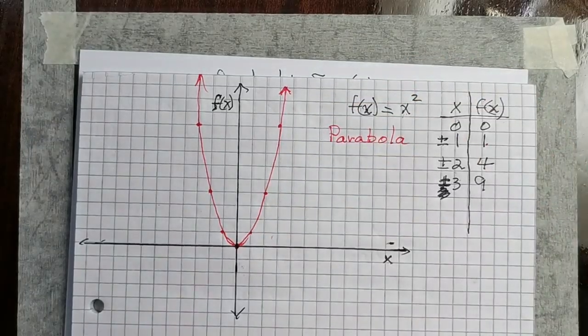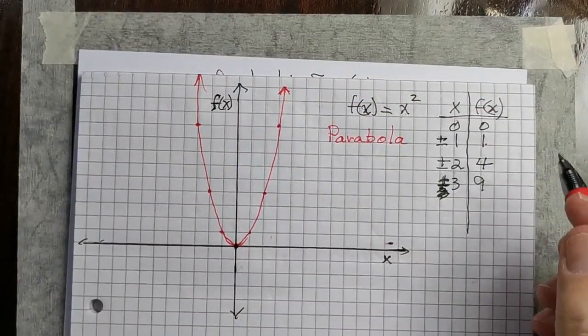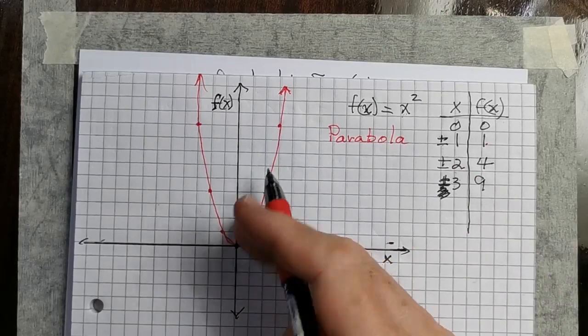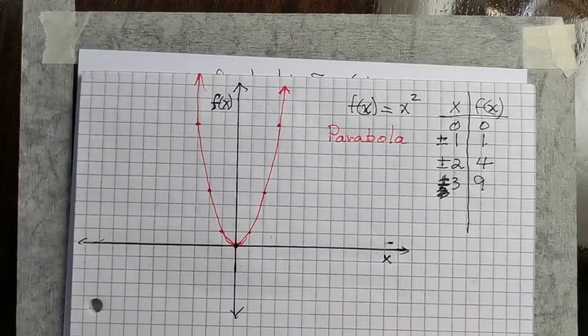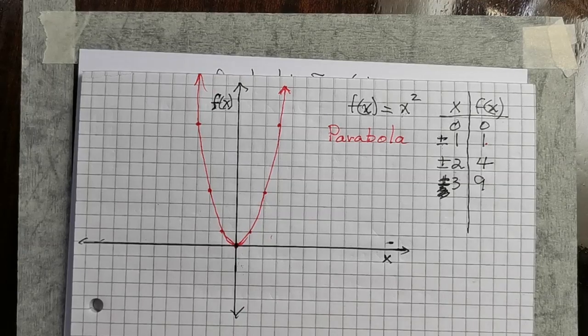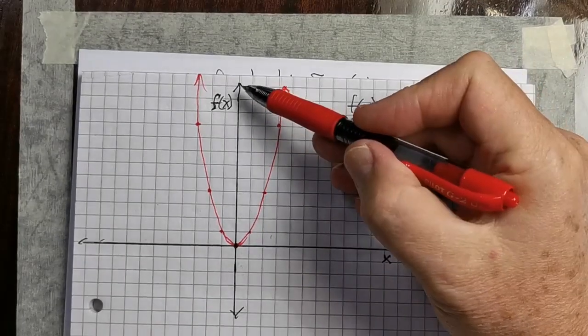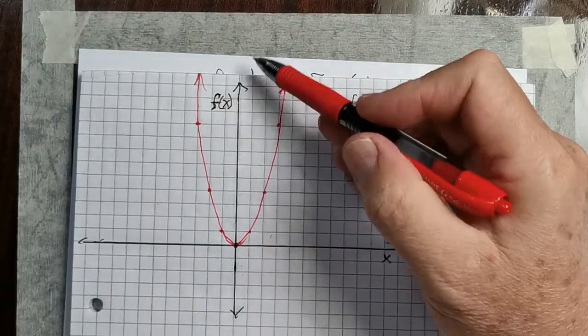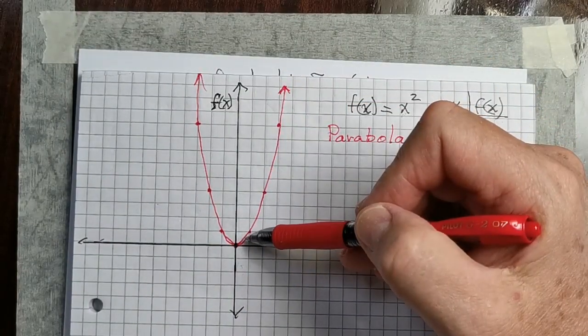I don't know what bolas are, but it's a pair of bolas. So there we go, a parabola. So this is the shape of this graph. Now, the thing that's interesting about the graph, it is symmetrical. It is symmetrical about this line, the vertical axis in this case.